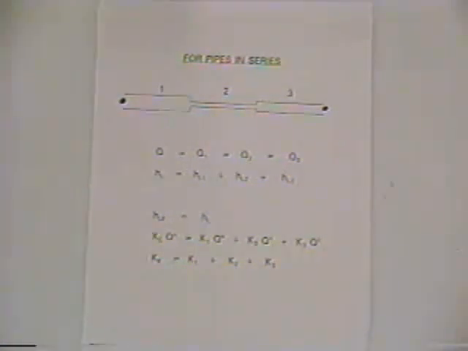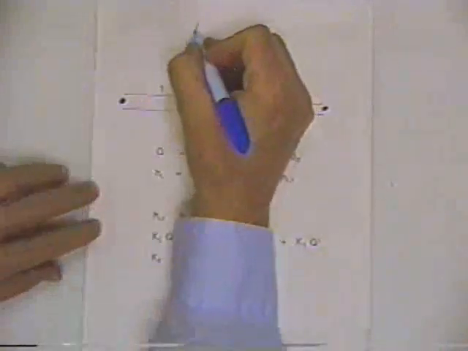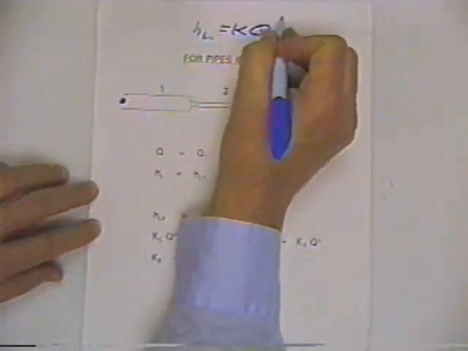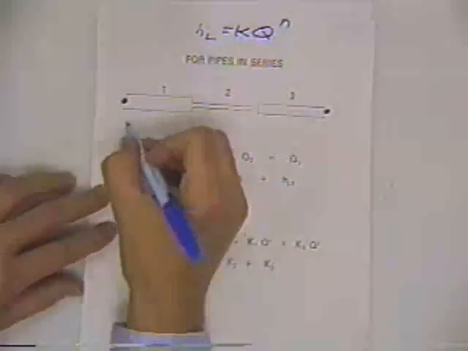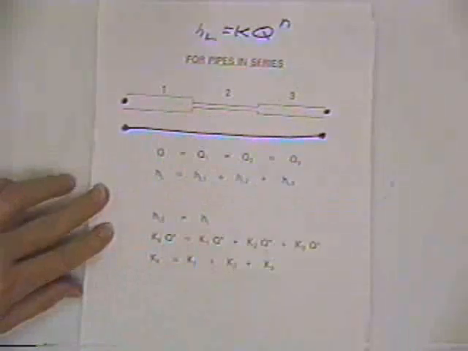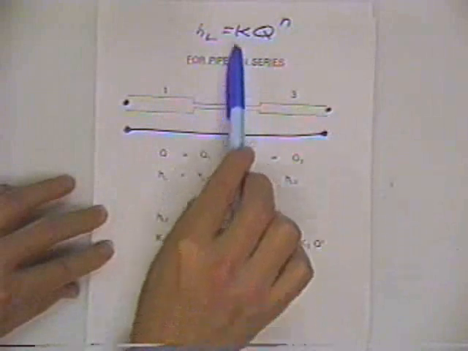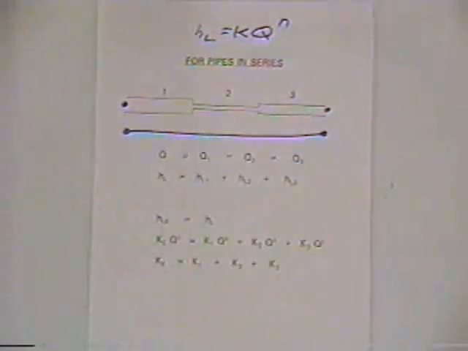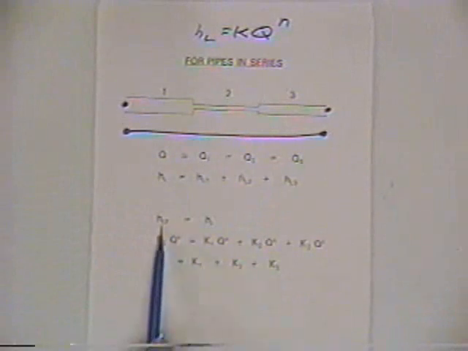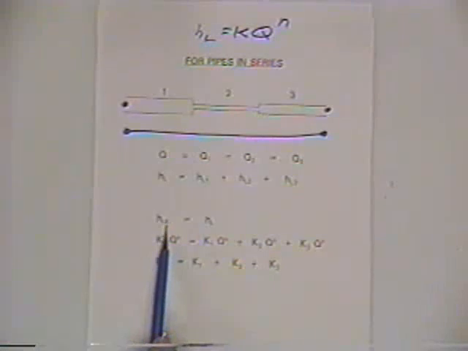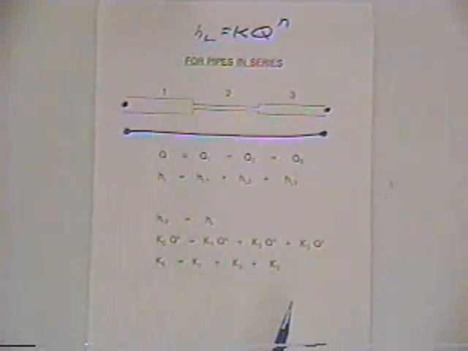You could even express this as an equivalent pipe. An equivalent pipe would, by definition, have the same basic relationship, head loss is K times Q to some power. Conceptually, you have that relationship that fits the actual pipes, and the same relationship that fits a hypothetical single pipe. If you did that for a given Q, the head loss in the equivalent pipe would be the head loss in the actual pipes.